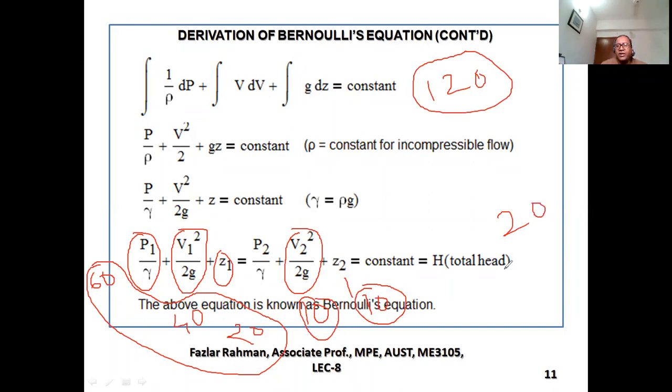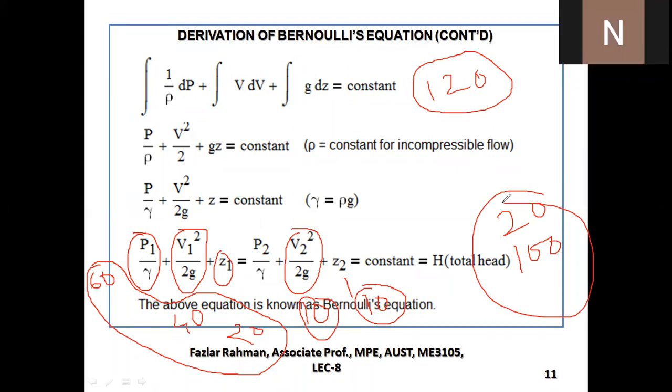To make 120, pressure has to go up. It will be 100. You understand? Yes, yes. That means in any situation, the summation of these three has to be constant.